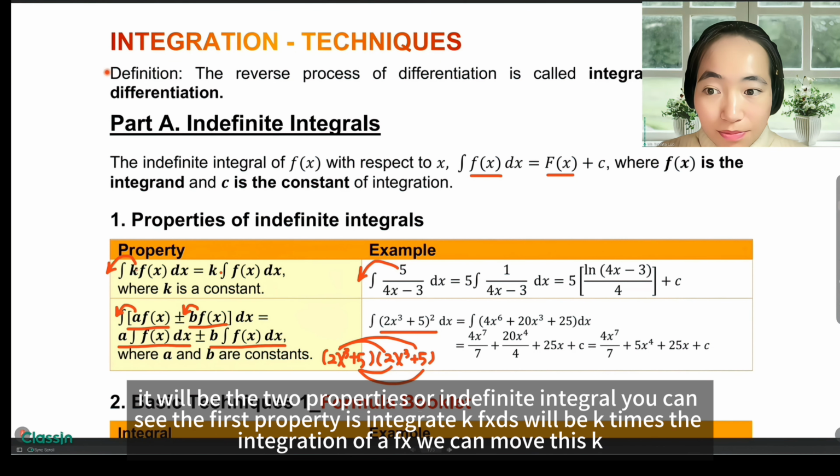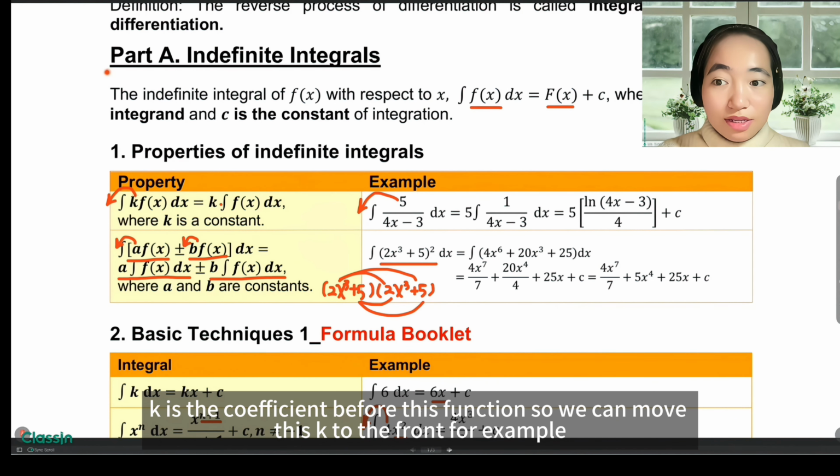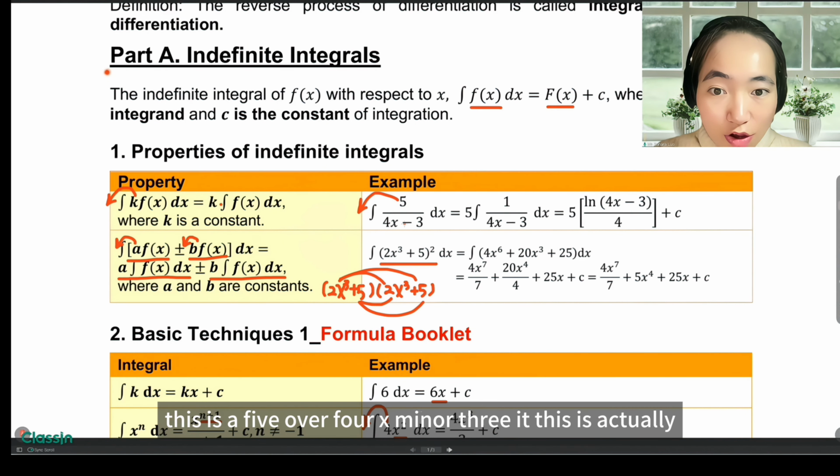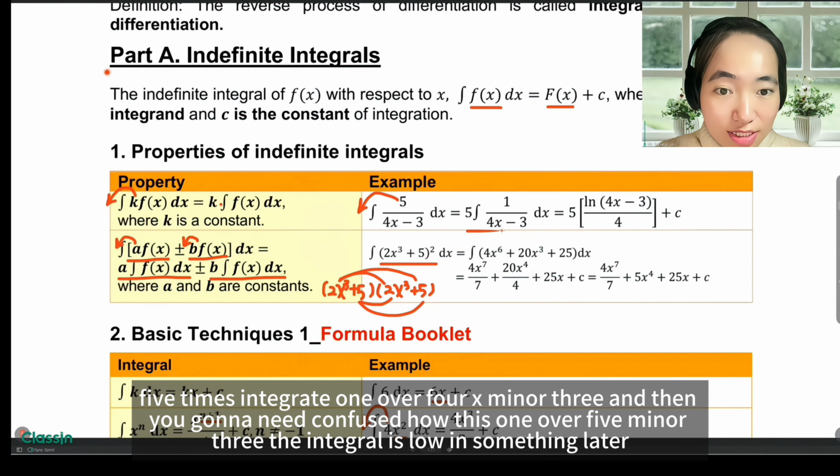You can see the first property is integrate k f(x) dx will be k times the integration of f(x). We can move this k, the coefficient before this function, to the front. For example, this is 5 over 4x minus 3. This actually is 5 times 1 over 4x minus 3. So we can move this coefficient to the front, so it equals 5 times the integral of 1 over 4x minus 3.